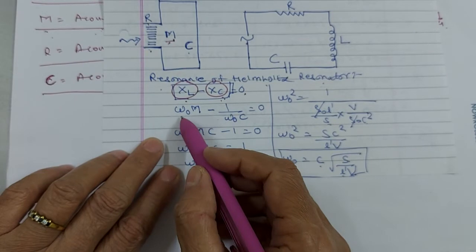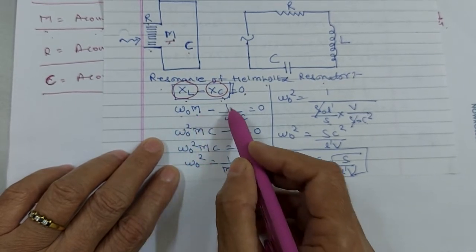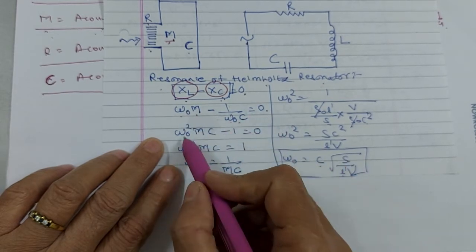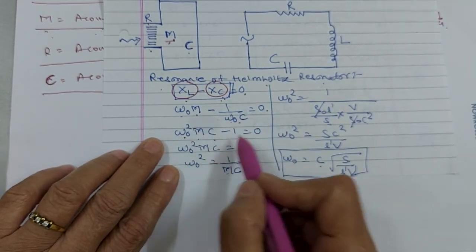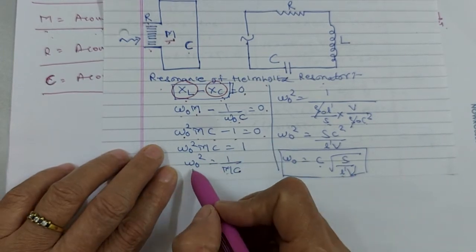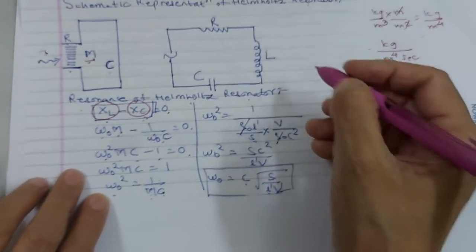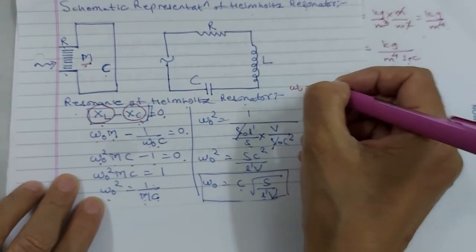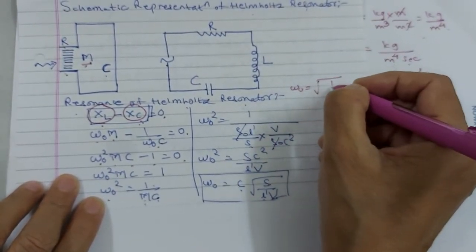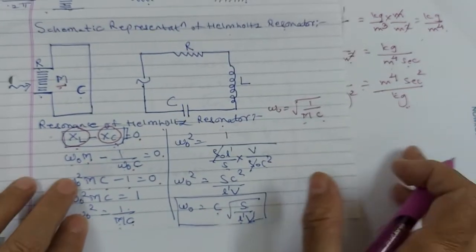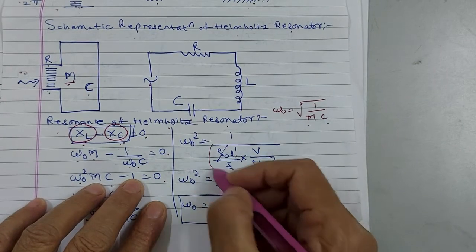So XL is omega 0 M minus 1 upon omega 0 C is equal to 0. So if you cross multiply, we get omega 0 square MC minus 1 is 0. So which means omega 0 square is 1 upon MC, or omega 0 is, I can write over here, omega 0 is under root 1 upon MC. Substitute the value of M and C, which you have just learned. What is value of M? We have learned M is rho 0 L dash by S. So rho 0 L dash by S is the M value.